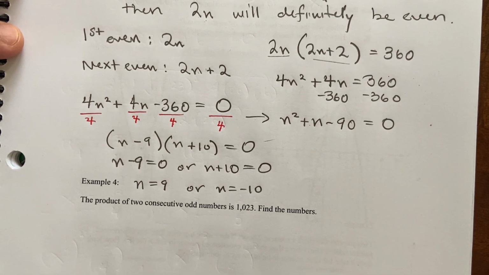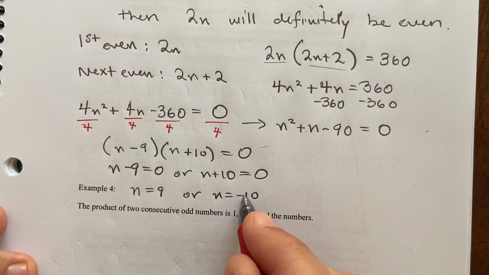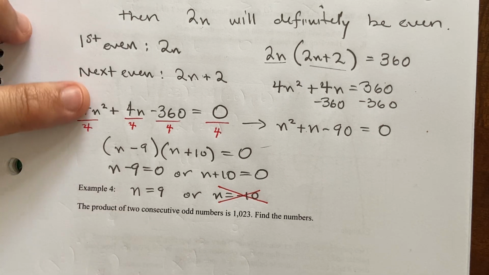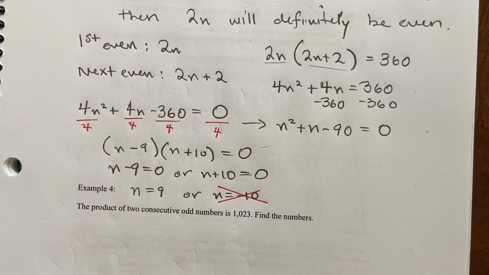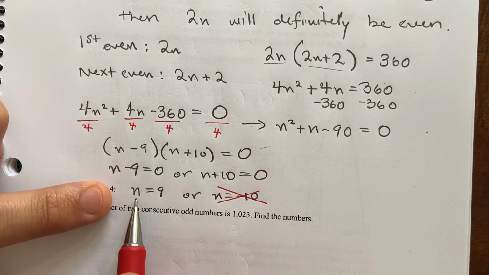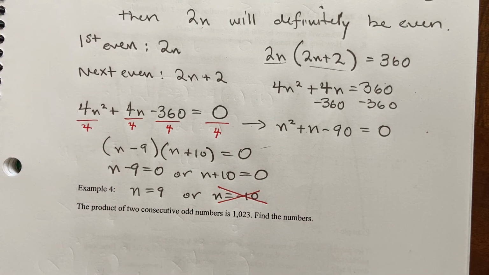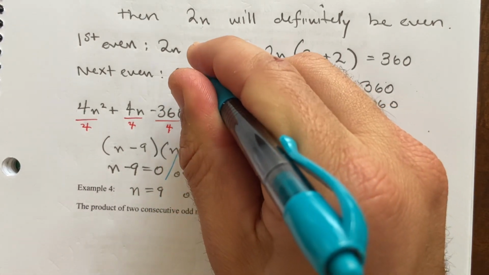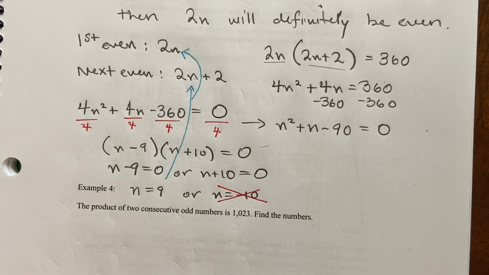Sorry, left that out of the screen there. So negative 10, for that reason, I'm going to eliminate. It's mathematically true, but it doesn't actually fit this contextualized situation. So this would be n, and now what I do is I can take this n and plug it in right there, and also plug it in right there to actually find what these two numbers are.